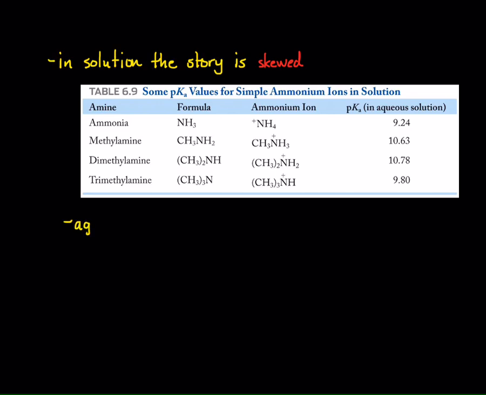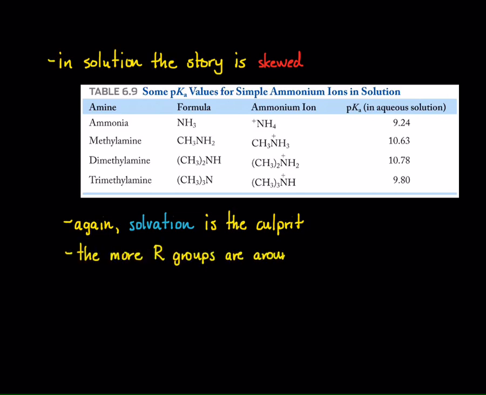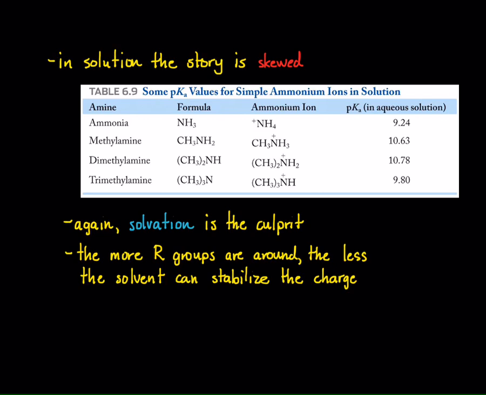What's going on here? Well, again, solvation is the culprit, right? We saw that with the effect on acidity of alcohols. We're seeing that in the effect on basicity of amines. So the more R groups that are around, the less solvent can stabilize the charge, right? So solvation becomes important in terms of stabilizing the charge as well. And when you put R groups on, a polar solvent can't stabilize that charge as well. So we have two things going on here.